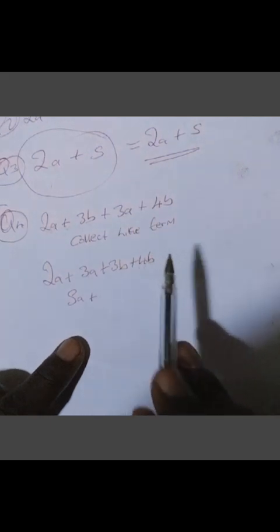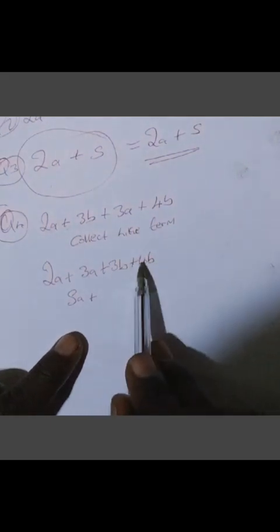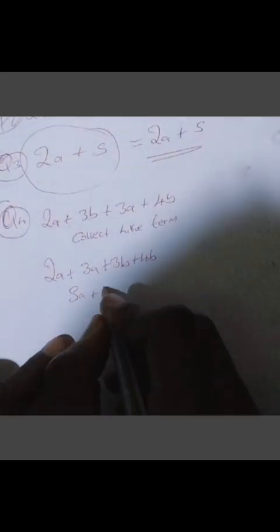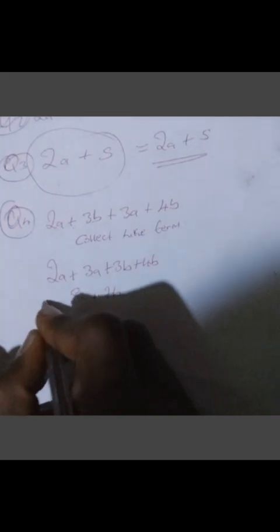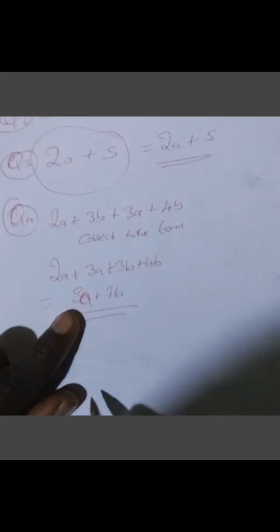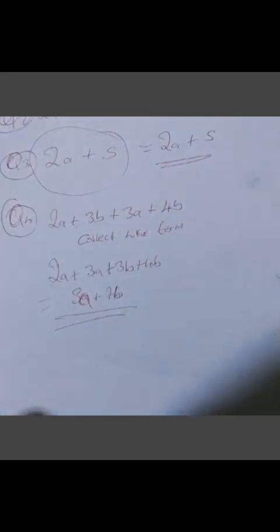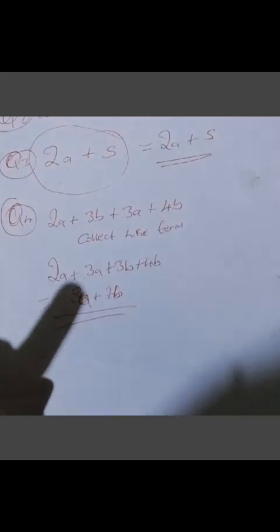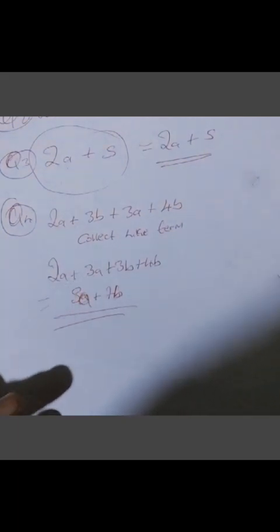Add b separately. Let's assume bananas. 3b plus 4b. Let's assume these are bananas. 3 bananas plus 4 bananas can give us what? 7 bananas. So 3b plus 4b will give us 7b. So this should be our final answer. Why? Because let's assume this one here is apple, and this one here is banana. The properties of indices can tell you that you cannot add two different letters.